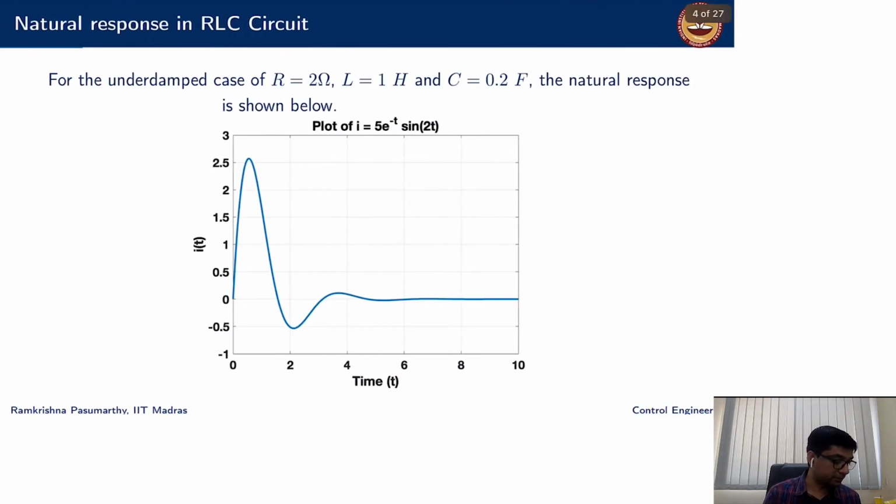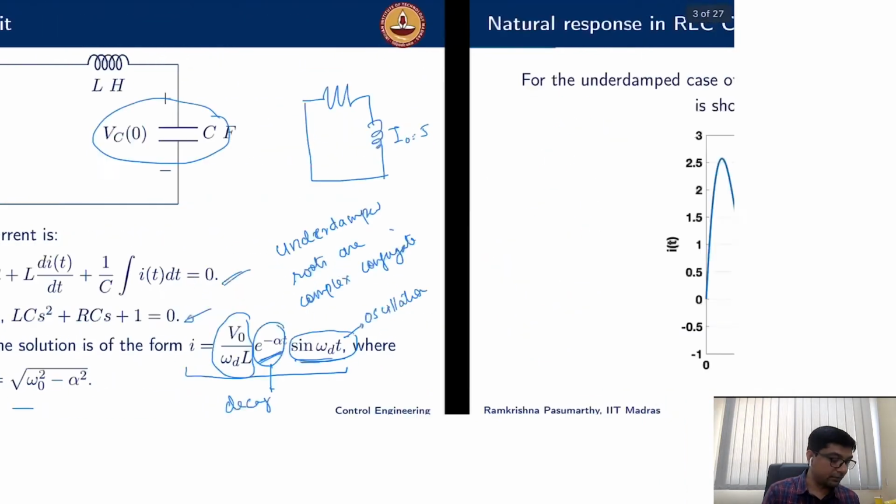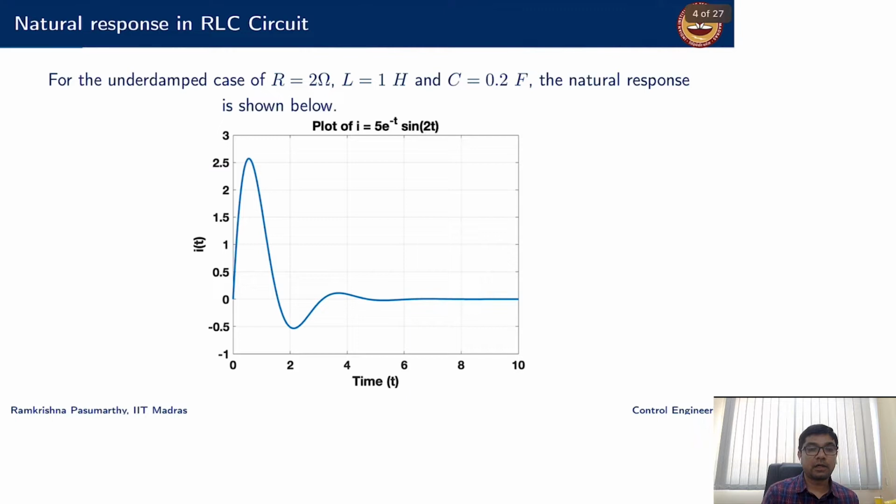So I start from an initial condition. What I see is my current goes up to 2.5. It goes to lesser than 0 and slowly settles down to 0. There is some initial voltage in the capacitor, and that initial voltage shows up as currents, and the current will also slowly die down.